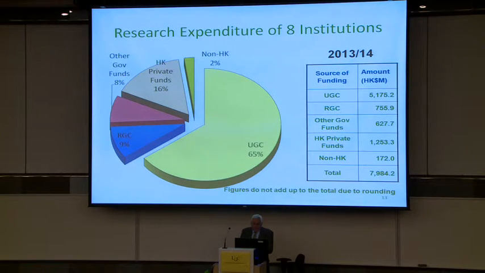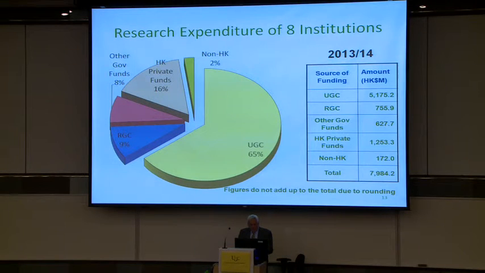Now this is the breakdown of the research expenditure of the 8 institutions. As you see, the yellow portion there, 65% comes from the UGC. That is what is called mainly the R portion, the research portion that comes through the block grant.